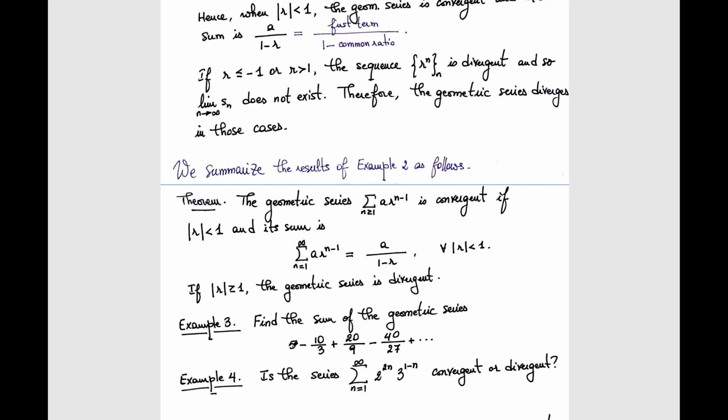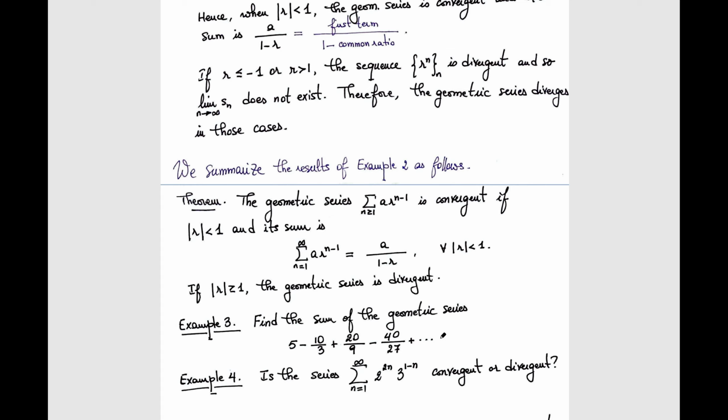What did you do from 5 to 10 over 3? Actually, minus 2 over 3. What did you do from here to here? You multiply by 2 over 3. And from here to here? You also multiplied by negative 2 over 3. And from this term to this term? You also multiplied by negative 2 over 3. So such a series, as we defined it above, is called a geometric series, and they told us already, with common ratio negative 2 over 3 and with first term 5, right?